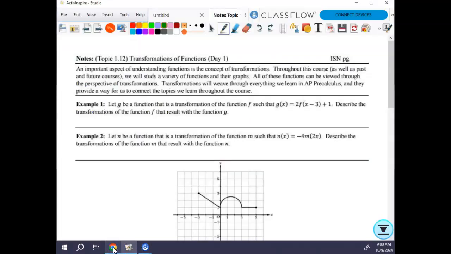All right, let's go on to page 42. All right, so this is going on page 42 when we're done. So we are still talking about transformations, right?